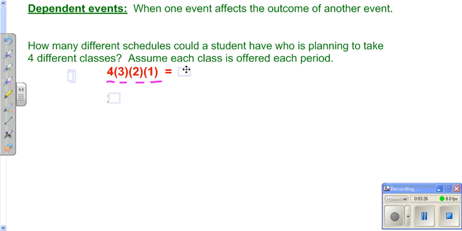This is also referred to as 4 factorial. The exclamation point means factorial. It's a shorthand way to write 4 times 3 times 2 times 1. So you multiply those together and you get 24.